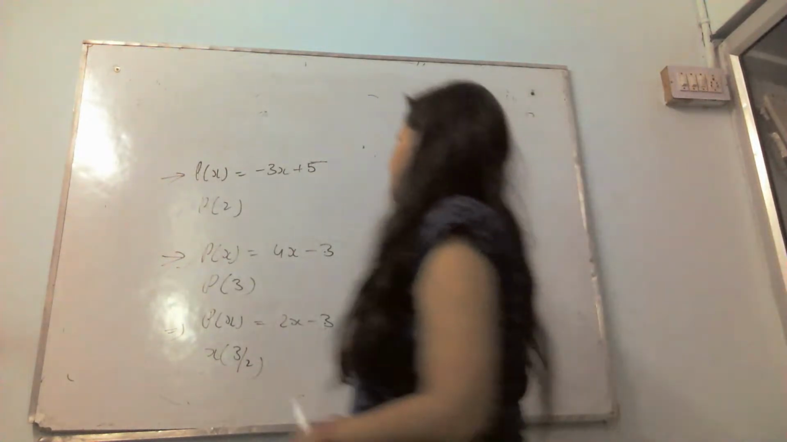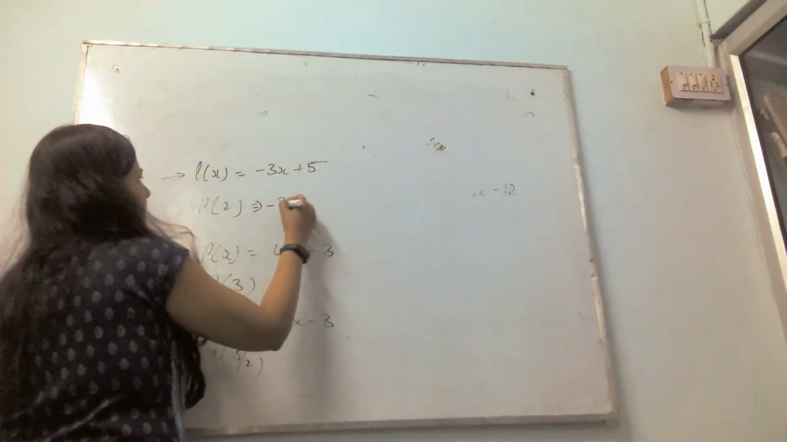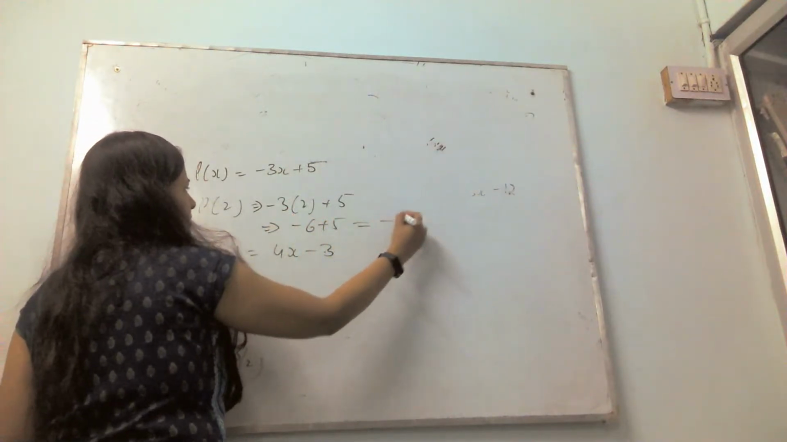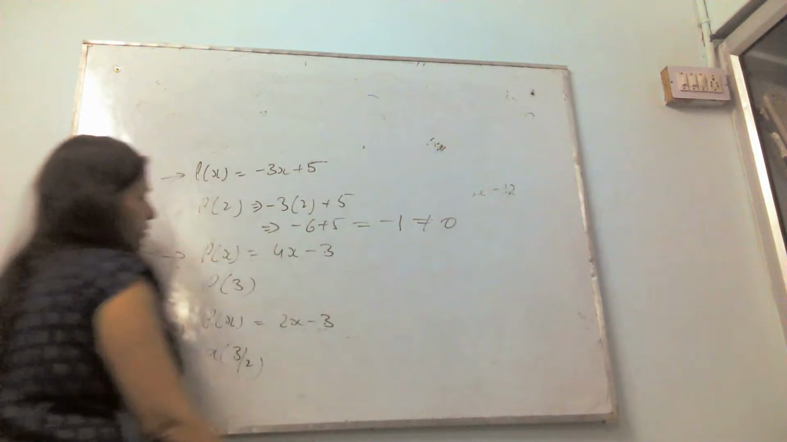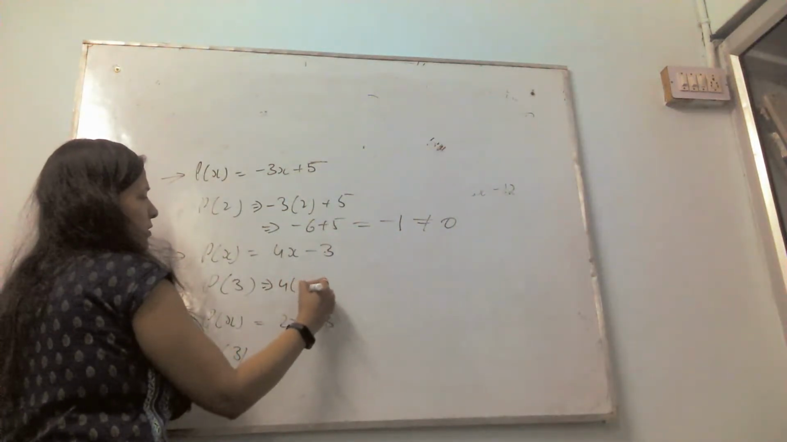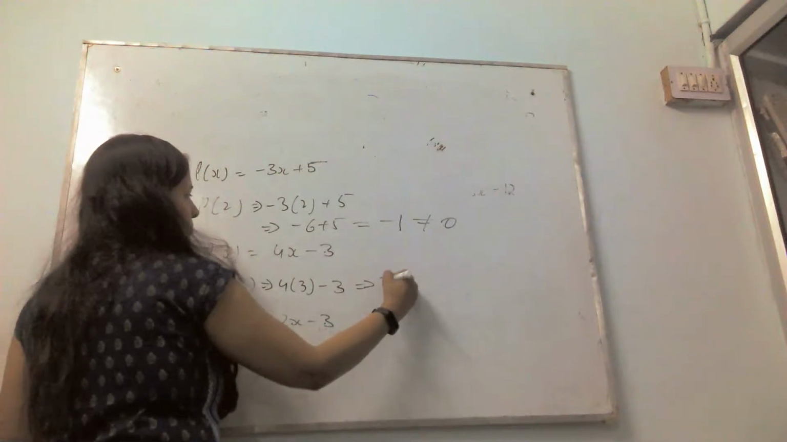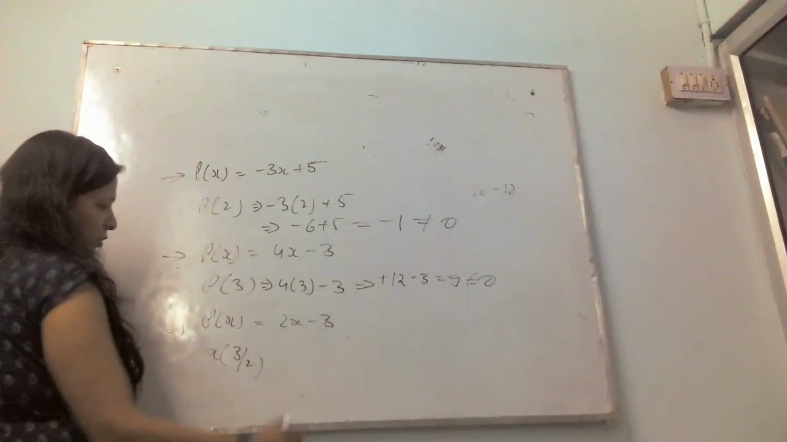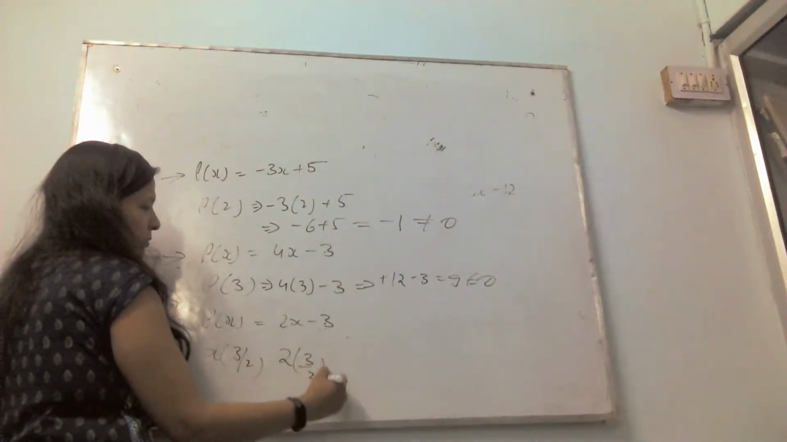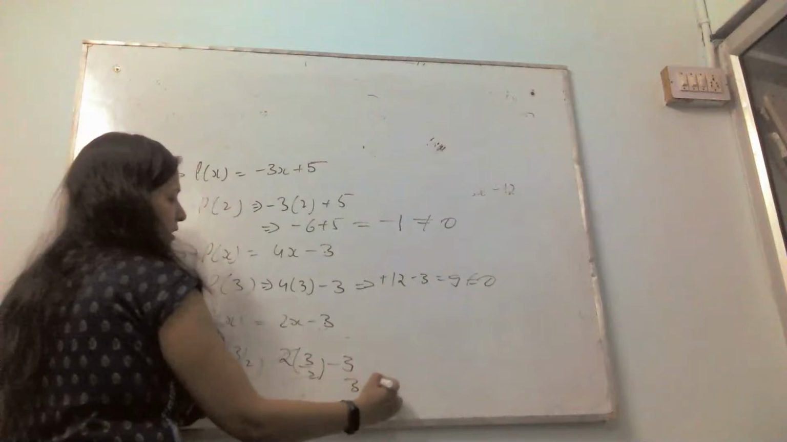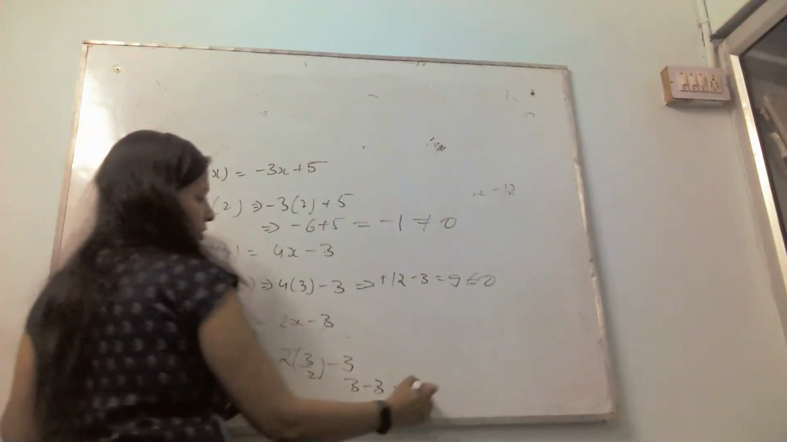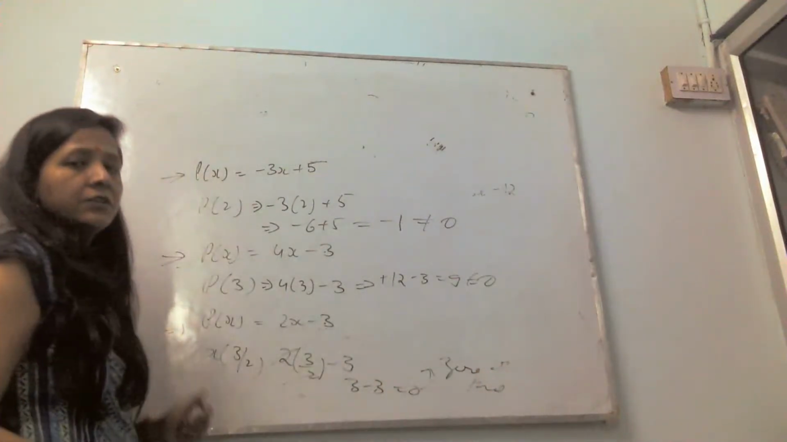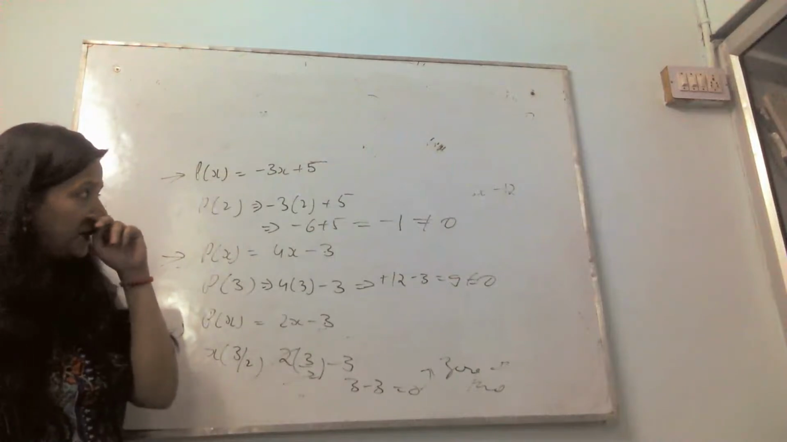Let's check it. Minus 3 times 2 plus 5, minus 6 plus 5, which is minus 1, is not a zero of the polynomial. 4 times 3 is 12 minus 3, 9, which is again not a zero of the polynomial. 2 times 3 by 2 minus 3, 3 minus 3, that is 0. It is a zero of the polynomial.